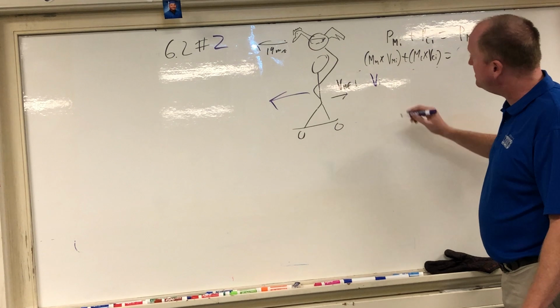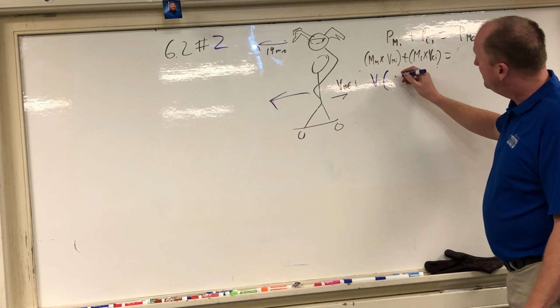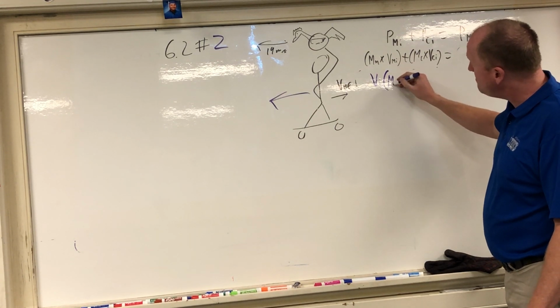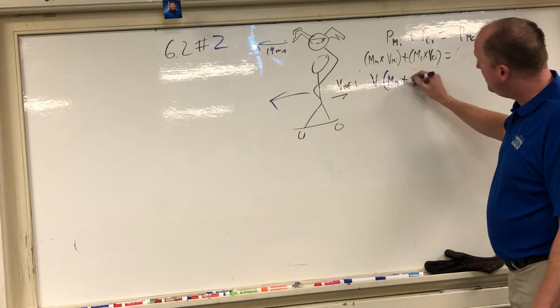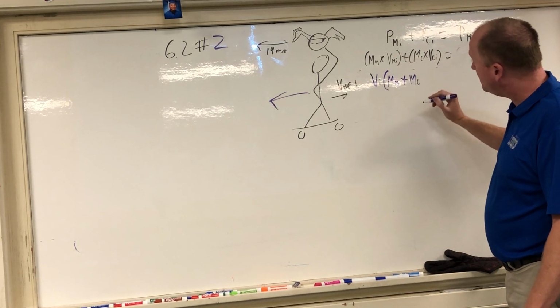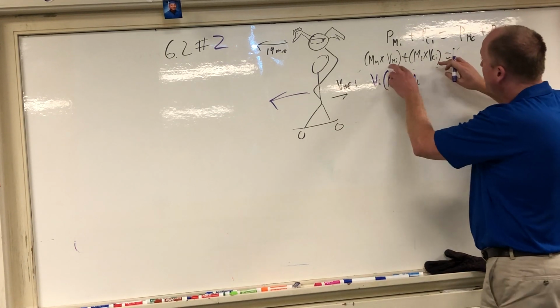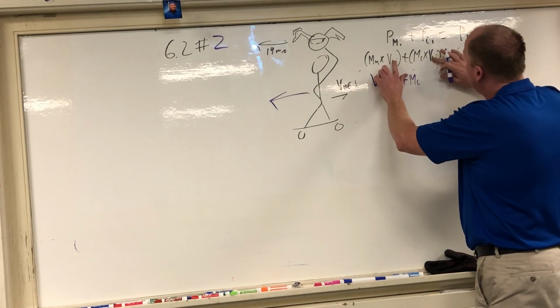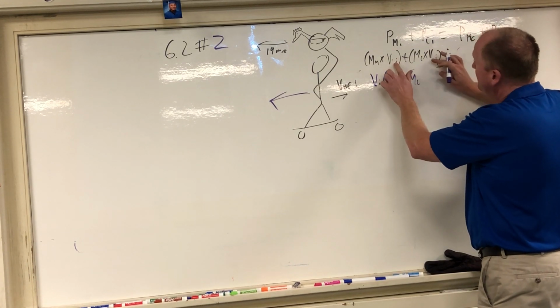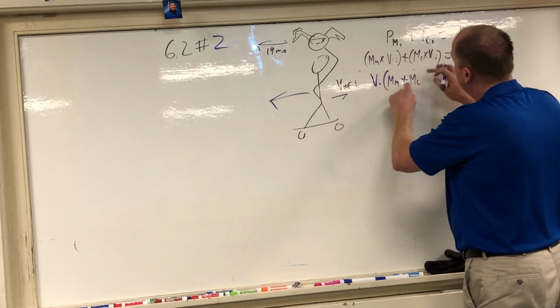our initial velocity times my mass plus the mass of the chicken? Isn't that the same thing? Where we have the same velocity, in both cases the velocity is the same, right? And we're just kind of moving them in front.